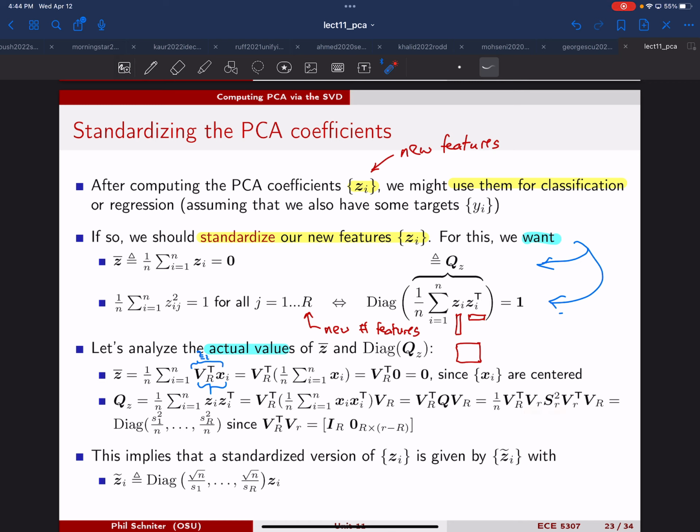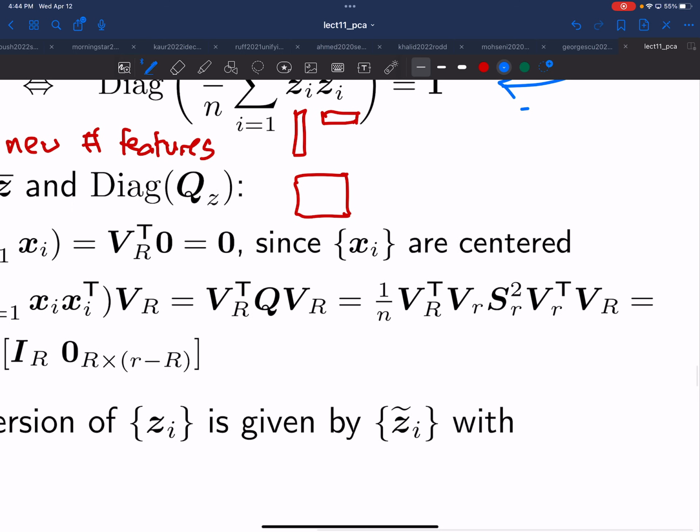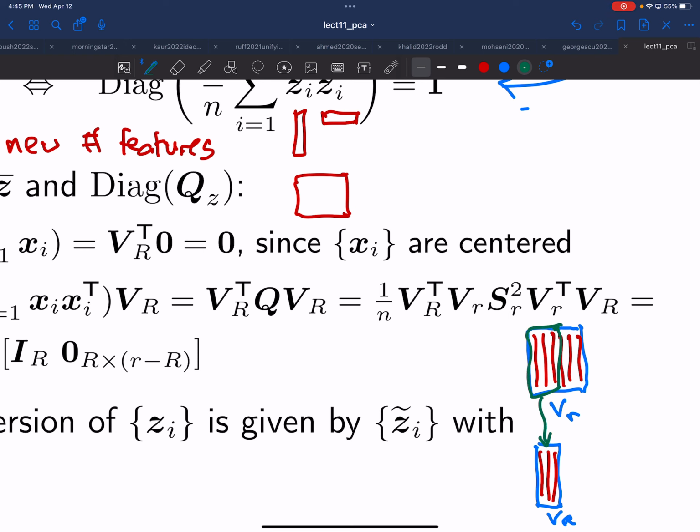We have a V little r and a V big R. Let's remember what these are. V little r, and V big R looks like this. Whatever columns are here, I just took the first R of them. I copied these, put them here, and threw away all these other ones. That's what happens when we go from V little r to V big R.